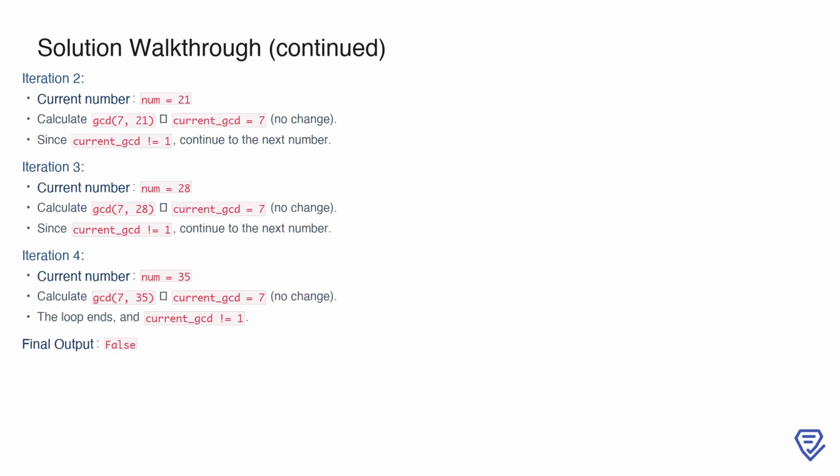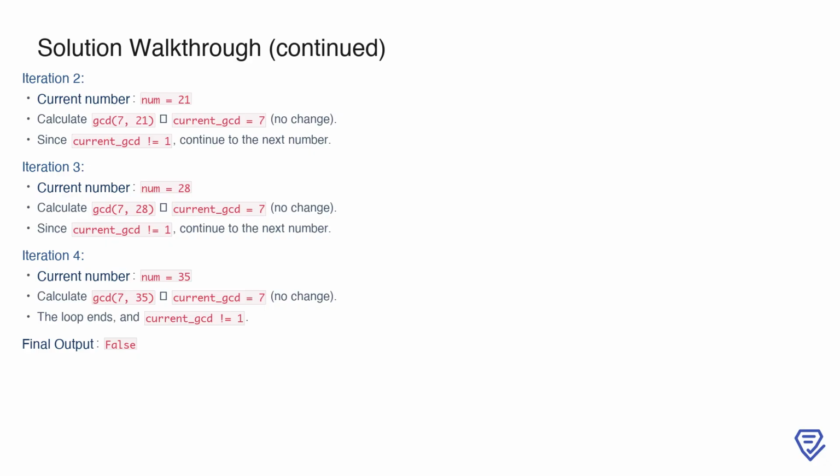In the second iteration, the current number is 21. Calculating the GCD of 7 and 21 gives a current_GCD of 7, so the value remains the same. Since it's still not 1, the next iteration begins. In the third iteration, the current number is 28. The GCD of 7 and 28 is again 7, so there's no change to current_GCD.